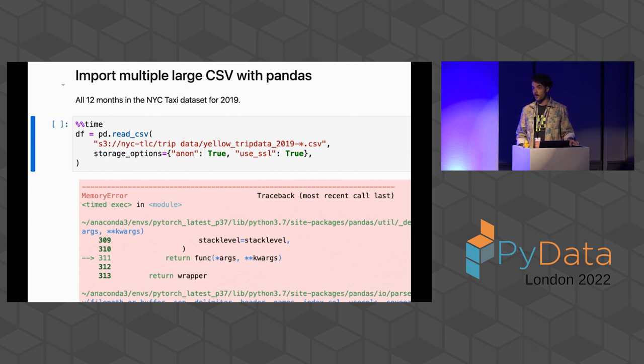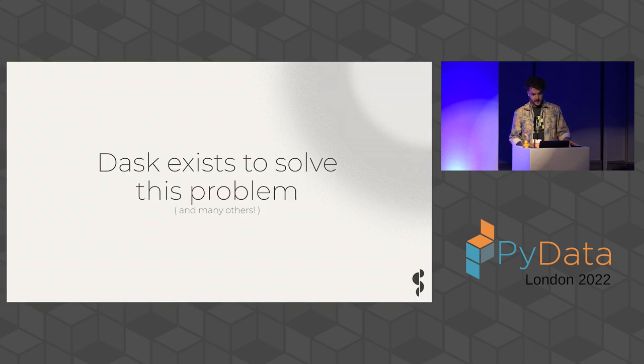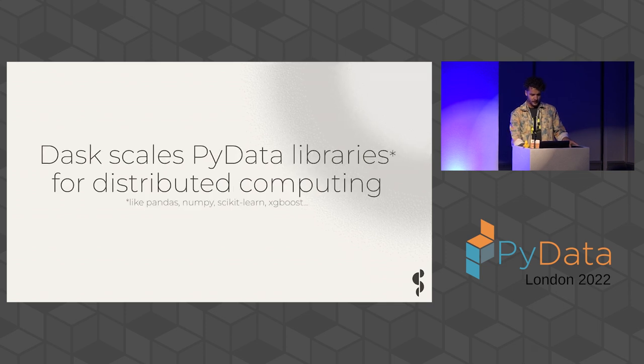Now, if we try to load in all of the data, which is 12 CSV files, 12 months, about 15 gigabytes, that errors out on my machine because it can't fit into my machine's memory. Here we run into the fact that pandas is limited to working on a single core. Dask exists to solve this problem, and also many others, as we'll see.